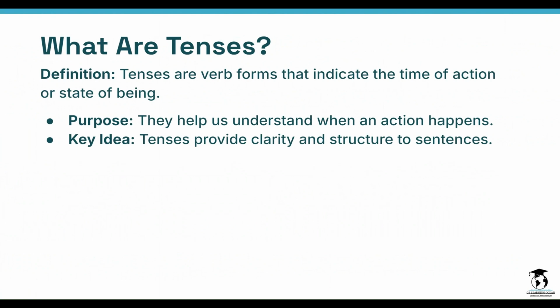For example, I eat, I ate, I will eat. So in I eat, it tells us it's happening now. I ate refers to the past and I will eat shows us it's in the future. Simple, right? Tenses help us clearly express time and avoid confusion in communication.